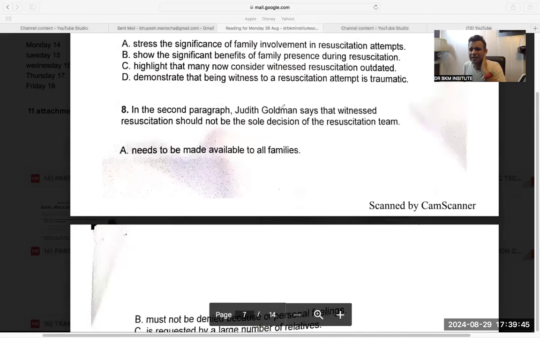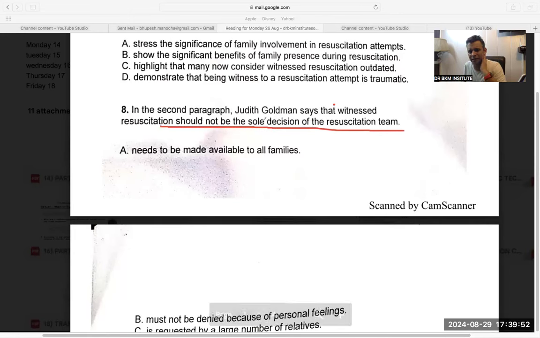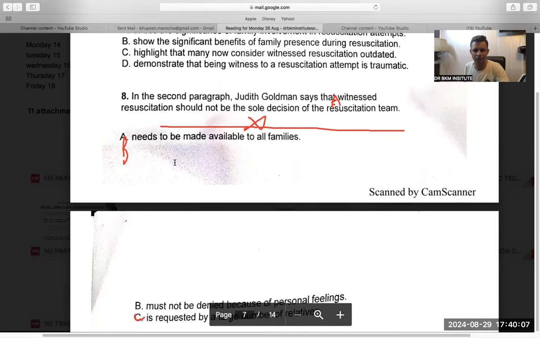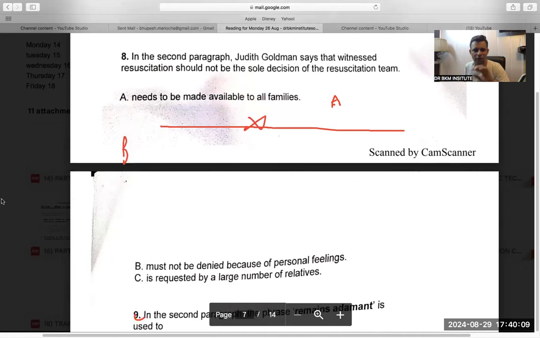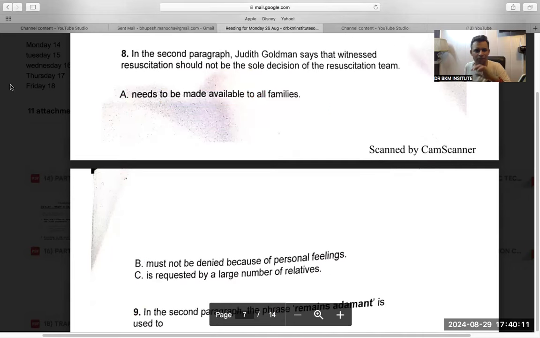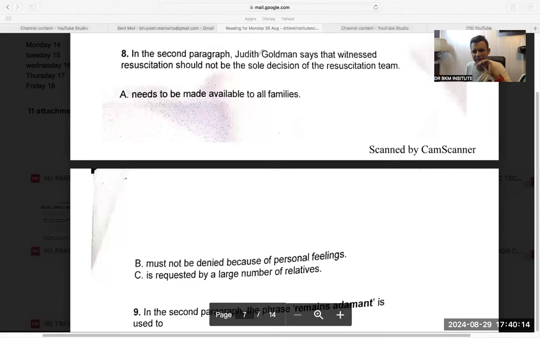In the second paragraph, Judith Goldman says that witness resuscitation should not be the sole decision of resuscitation. Again, the word sole decision is not given, so I will eliminate it. By chance, the A option has been mixed. This should be B, this should be C, and the last one should be D as per me, because there should be four options. In this one, there are three options. So I think this was also an option, but the sole decision word is not given. So I'm eliminating.